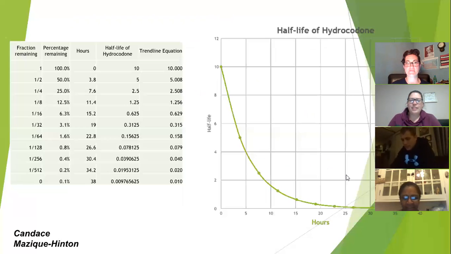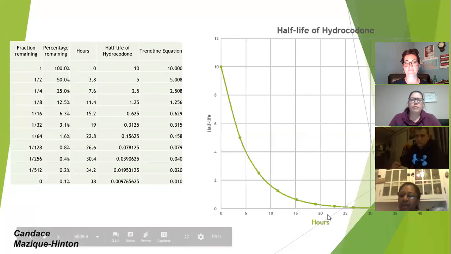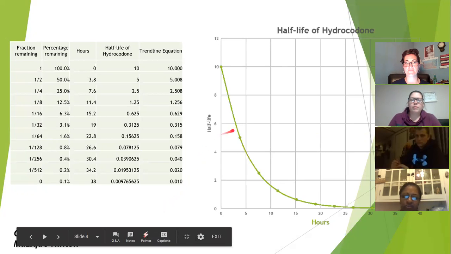Candace, how do you determine the half-life of a medication, and why is it important? By using the trend line equation, you'd be able to plug in any number that would represent your hours, and therefore it would allow you to know how much medication is left in your system, which, as you already stated, is very important for us to know so that we don't accidentally overdose ourselves or others.